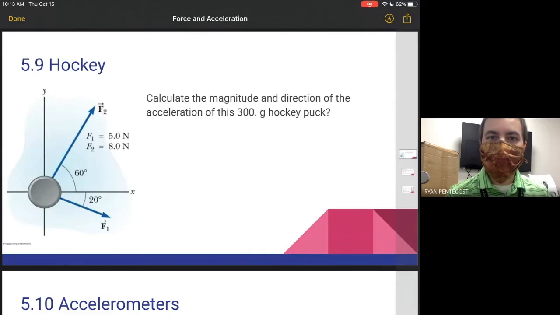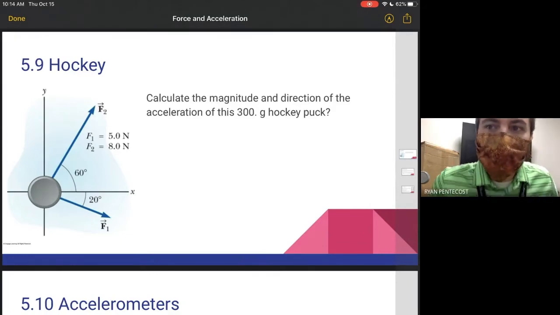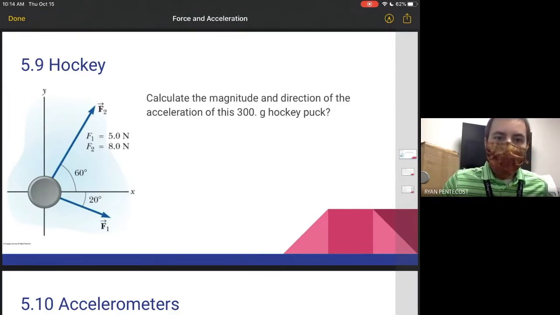Hi everyone. So today we are going over force and acceleration. This is going to be pretty quick. We're going to do a couple example problems on how we can use force to find acceleration. So our first example is a hockey problem. We're going to calculate the magnitude and direction of the acceleration of this 300-gram hockey puck.